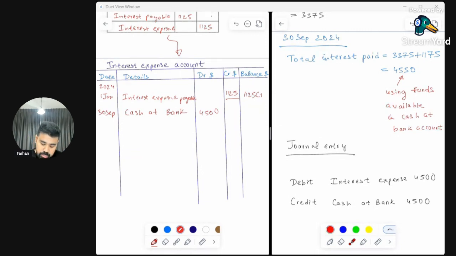So what would the net balance be at the end of 30 September? So we had 1,125 credit before. Now we have 4,500 debit coming into play, which means we have to subtract. We have to find the difference between 4,500 and 1,125, which is going to be 3,375 debit. Why debit? Because we now have more debits than credits, okay?